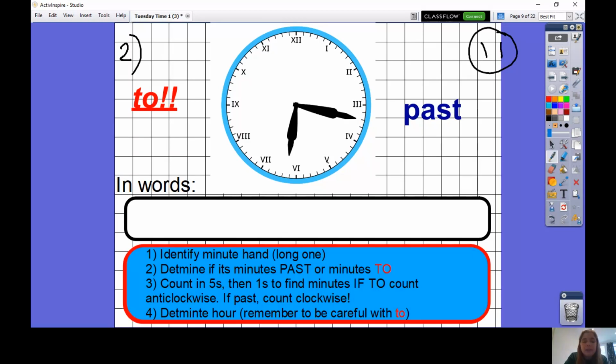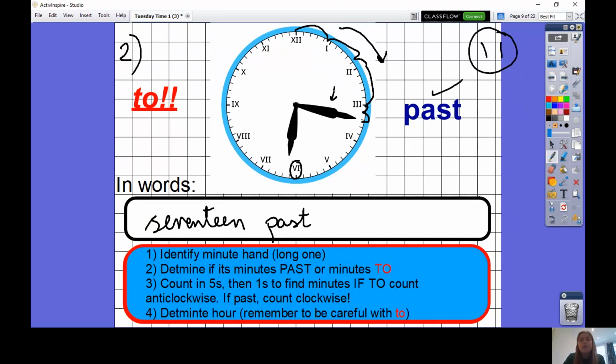So identify which hand is the minute hand. That's this long one here. Is it on past or to? It's past. I haven't yet gone past the 6 or half past. So I need to count clockwise. 5, 10, 15, 16, 17. So that's 17 past. Now for the hour, because it's past, I want to know which hour I've just gone past. That means it's 17 minutes past 6. It's not 17 minutes past 7 because I'm not looking at to, I'm looking at past on this side.